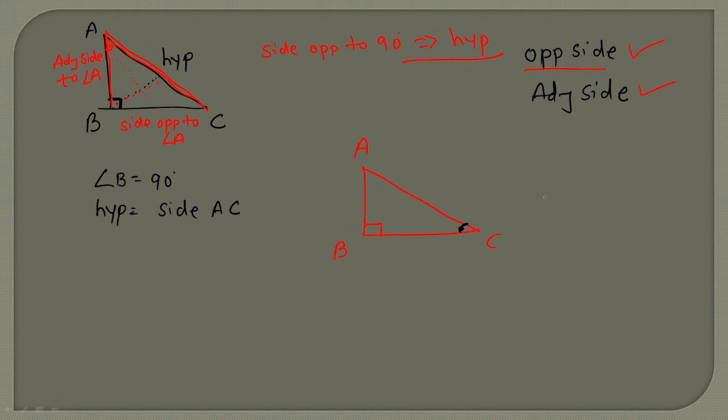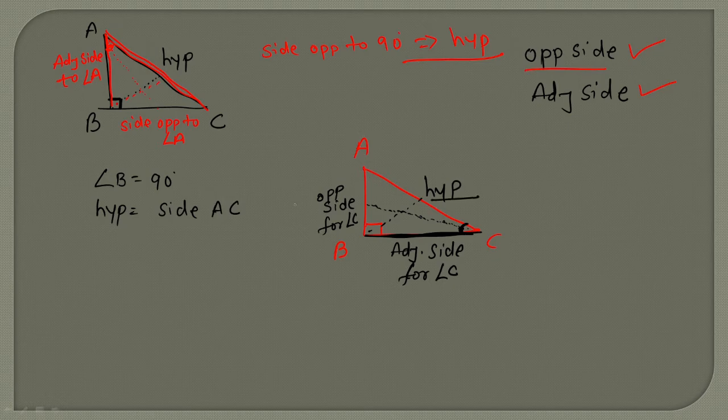For angle C, what is the opposite side? You have to see the side opposite to angle C. Whatever the side opposite to angle C is the opposite side. So this one will be the opposite side for angle C, and this side, which is adjacent to angle C, is called the adjacent side for angle C. And the side opposite to 90 degrees is called the hypotenuse. I hope you understand.